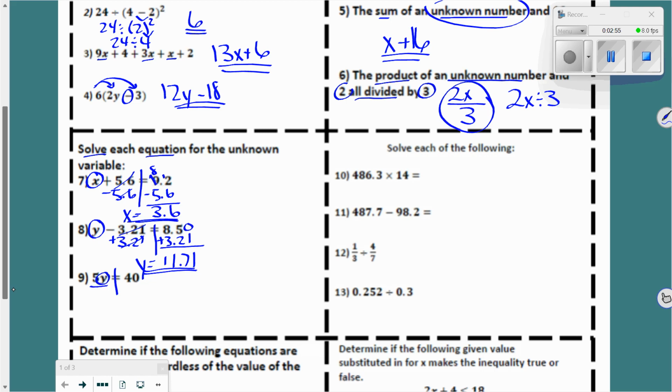Now, multiplying by 5 means dividing by 5. So I'm going to do it to both sides. That becomes 1. So I just have y left on this side. Y equals 8.